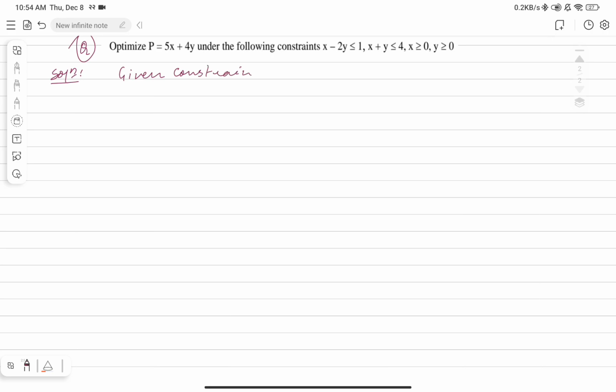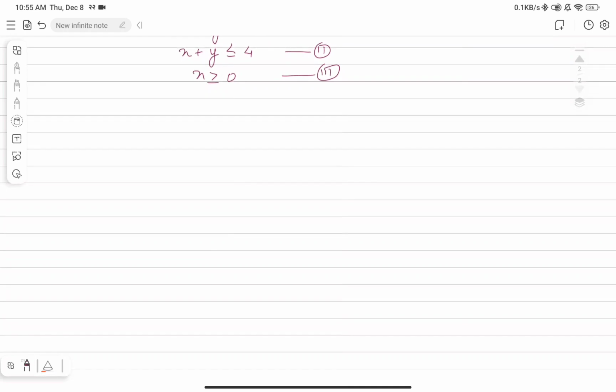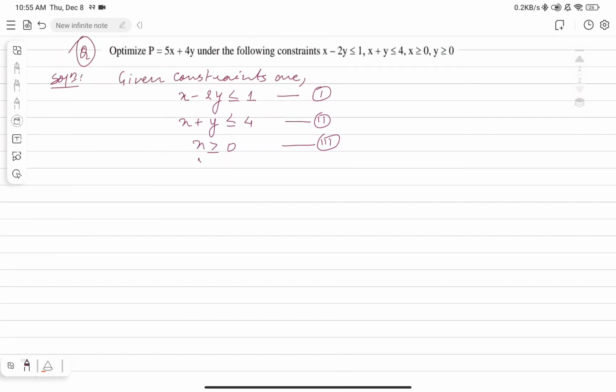The given constraints are: x minus 2y is less than or equal to 1, that is constraint 1, and another one is x plus y is less than or equal to 4, that is constraint 2. Next one is x is greater than or equal to 0, that is 3, and the fourth constraint is y is greater than or equal to 0, that is constraint 4. These four constraints are given to us. These are inequalities, so we have to plot them.